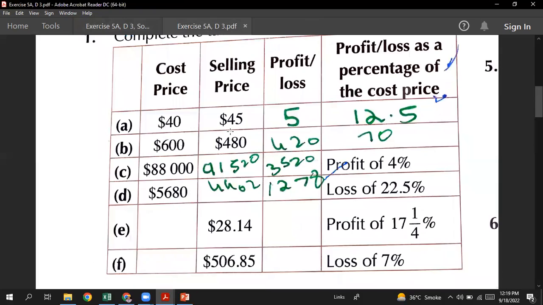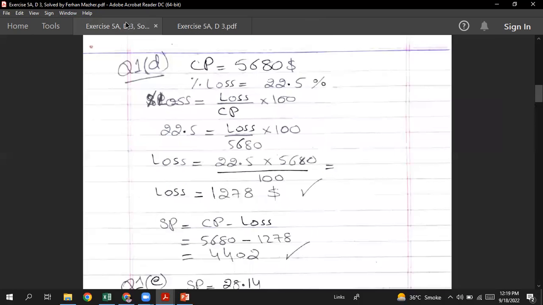Okay, so now we are going to the next part, E part. He says the selling price is $28.14, and the profit is 17 whole 1 by 4, which is 17.25%. We have to find out the cost price. We have to find out the profit also.